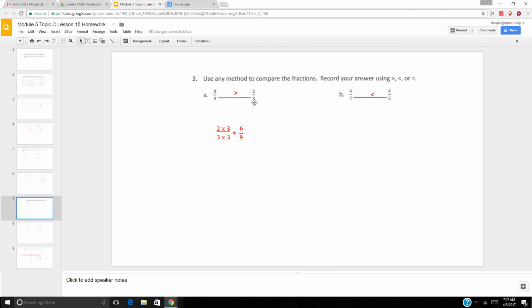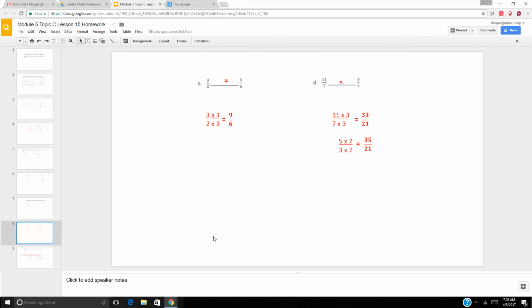For 8/9 and 2/3, I know that 3 and 9 both have a common multiple of 9. I don't need to change this. This is already ninths. I'm just going to change 2/3 into ninths. So 3 times 3 is 9, 2 times 3 is 6, but 8/9 is greater than 6/9. For this, 4/7 and 5/7, the numerators are the same. So we're comparing the unit fractions, and 1/7 is less than 1/5.